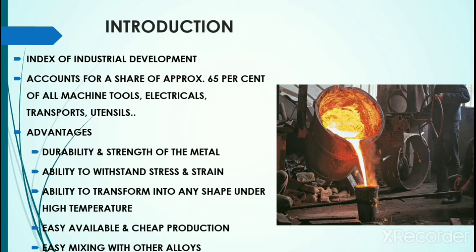Iron and steel has a high ability of transformation. After casting at a high temperature, the steel can be transformed into any shape. Besides, the metal is easily available and has a cheap production cost when compared to other metallic minerals. Even though iron ore is a localized mineral, most areas of the world have availability of this metal. Besides, iron has a high property of easy mixing with other alloy metals like manganese and chromium. This improves the quality and the strength of the product.